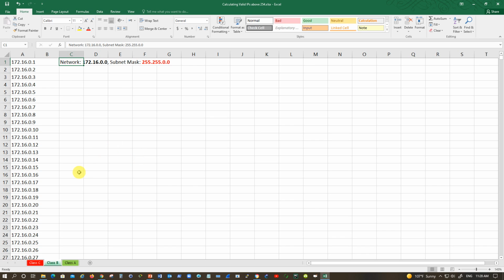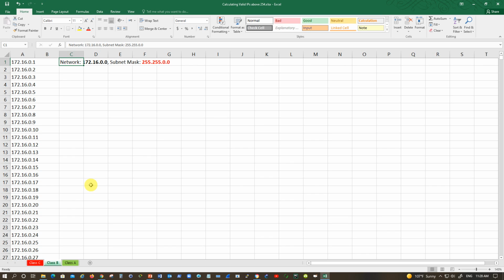So since we know how to calculate up to 254 valid addresses, we'll try to calculate something more than this. As far as creating the list of valid IP addresses is concerned, it's easy in Excel, as I showed you, just drag and complete. But you can go up to a few thousand addresses, my friends. You will not be able to complete the whole range so easily. It is really time consuming.